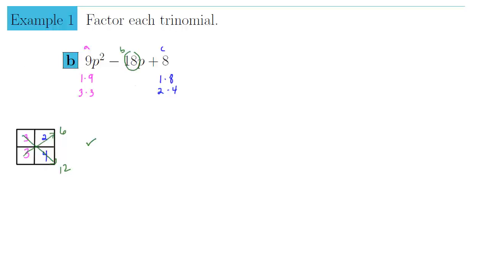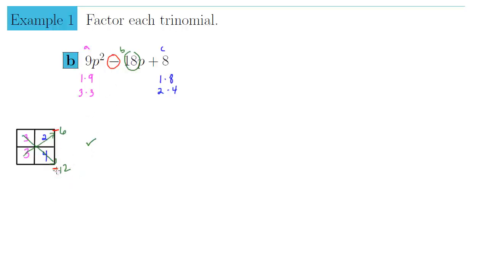Okay, so now let's actually account for the negative sign. Let's go back and mess with our signs so that we can get the negative part. What's the only way to combine 12 and 6 to get negative 18? Well, the 12 would have to be negative and the 6 would have to be negative. Negative 12 plus negative 6 will give us negative 18.